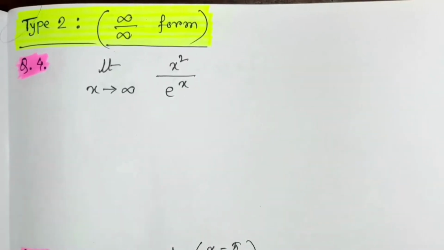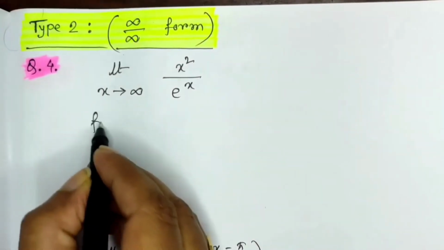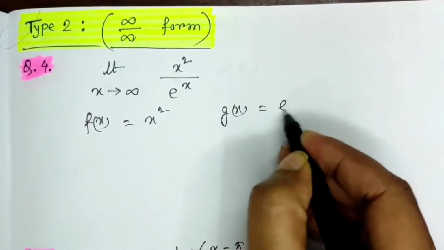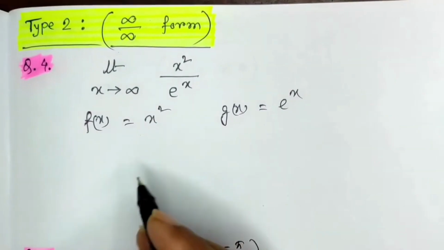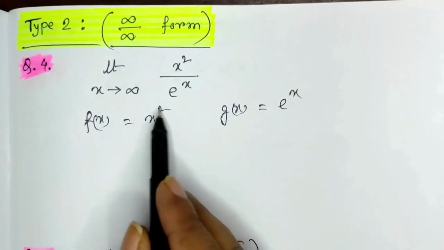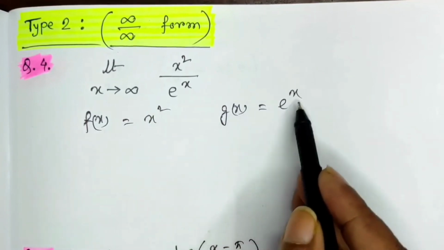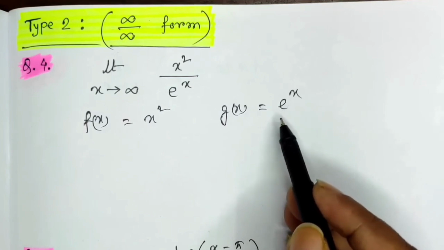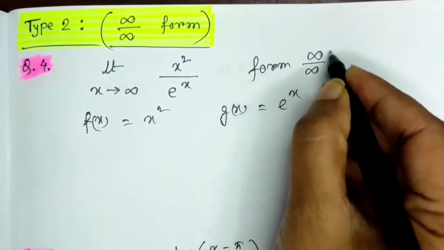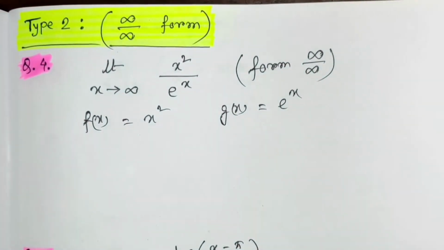Now consider another function, which is this one. Here our f(x) equals x square and g(x) equals e to the power x. The limiting value given here is x tends to infinity. So when we substitute, x is infinity, and g(x) is e to the power x, which means e to the power infinity, so it is also infinity. So we can say this is in the form of infinity by infinity. And if the form is infinity by infinity, then easily we can convert it into the form of 0 by 0.